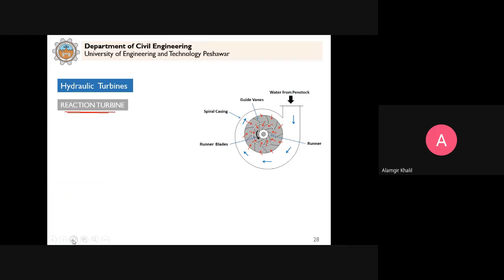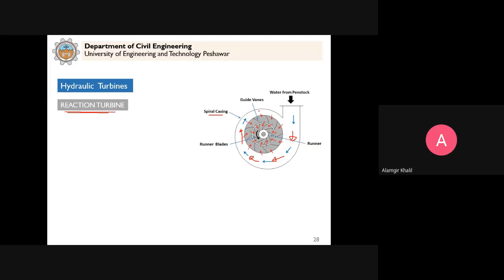So if you see here, the water enters the spiral casing. As the water enters, you can see there is a decreasing flow cross section. As the water flows, there is a decreasing flow cross section. So it means that pressure energy is converted into kinetic energy, because when the flow area is decreasing, the velocity is increasing. Clear? So the pressure energy is partly converted here into kinetic energy.